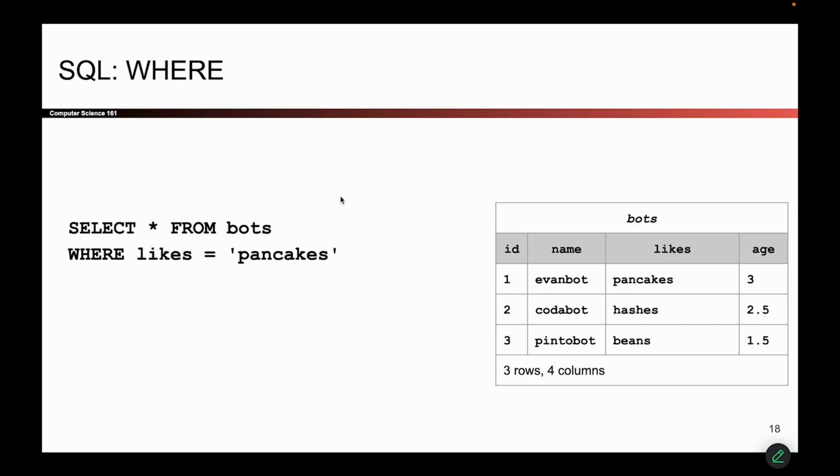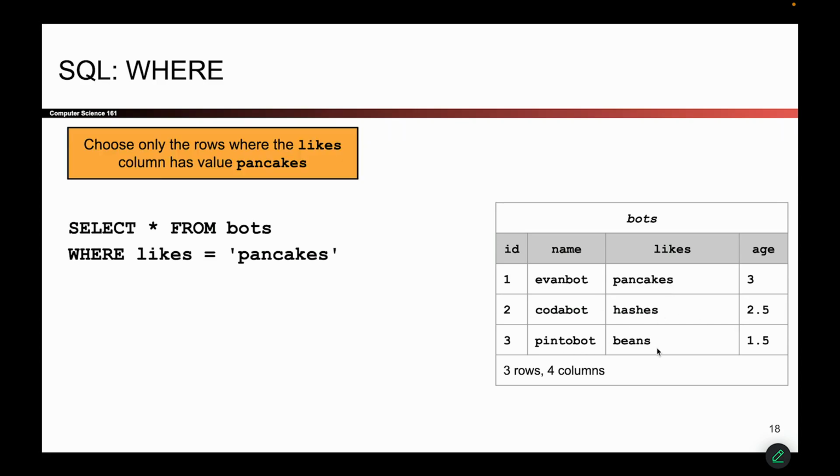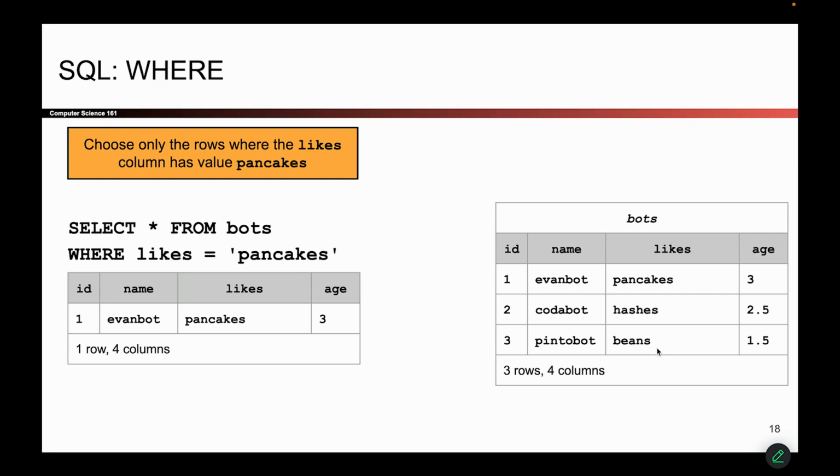Let's look at some where clauses that filter our output. We'll still say select star from bots. That gives us all the columns. But actually, I don't want all 3 rows. I only want the rows where the likes column matches the string pancakes. What will SQL do? It will look through all the rows. The first row matches because likes has the value pancakes. Second row does not match. Third row does not match. So I get just a single row back, the row where the likes field matches pancakes, and I get all 4 columns because I selected star.